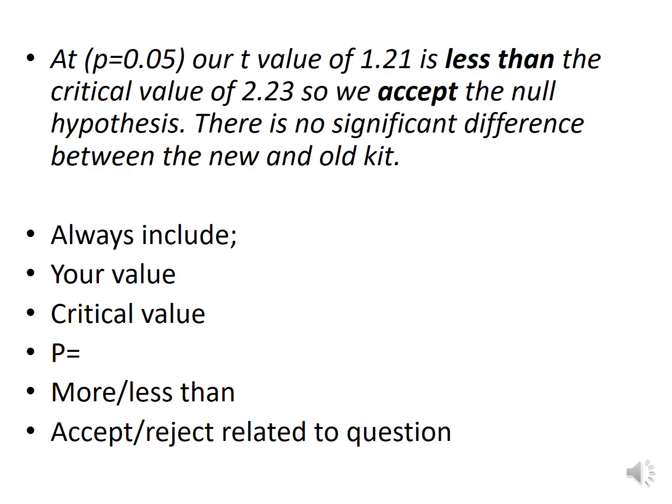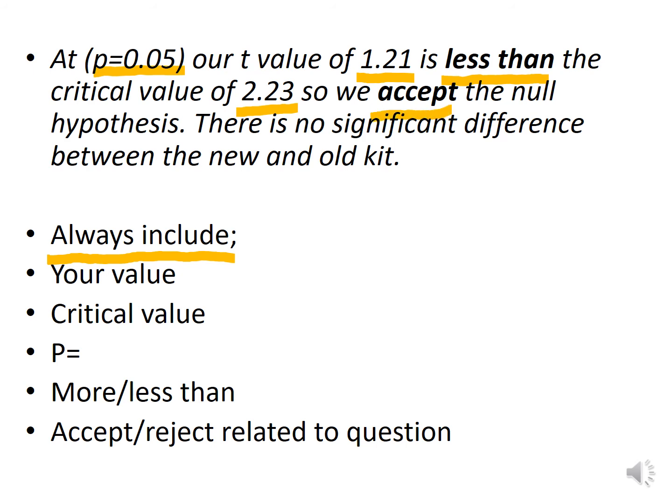Right, what to include in your conclusion. When you're doing a concluding statement, you always have to include all of these things. You have to include your value, the critical value, and say what p-value you're using. You have to say whether it is more than or less than, and whether or not you are going to accept or reject.